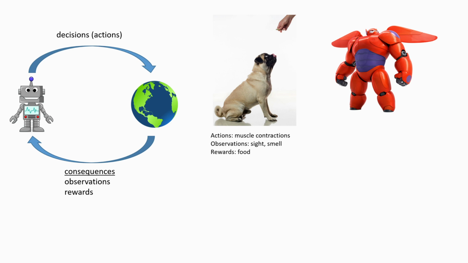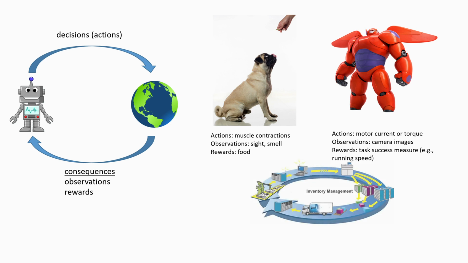Similarly, if you have a robot and you want to train that robot to do something, its actions are its actuation commands. Its observations are going to be the readings from its sensors, like camera images. And its reward might be, for example, a measure of whether it's succeeding at a task. So if you want this guy to run as fast as possible, maybe the reward function that you would program in for that robot will be a scalar value that is larger if it's running faster and smaller if it's running slower. But of course, you don't have to think about dogs and robots. You could also think of decision-making systems that are kind of a little more abstract.